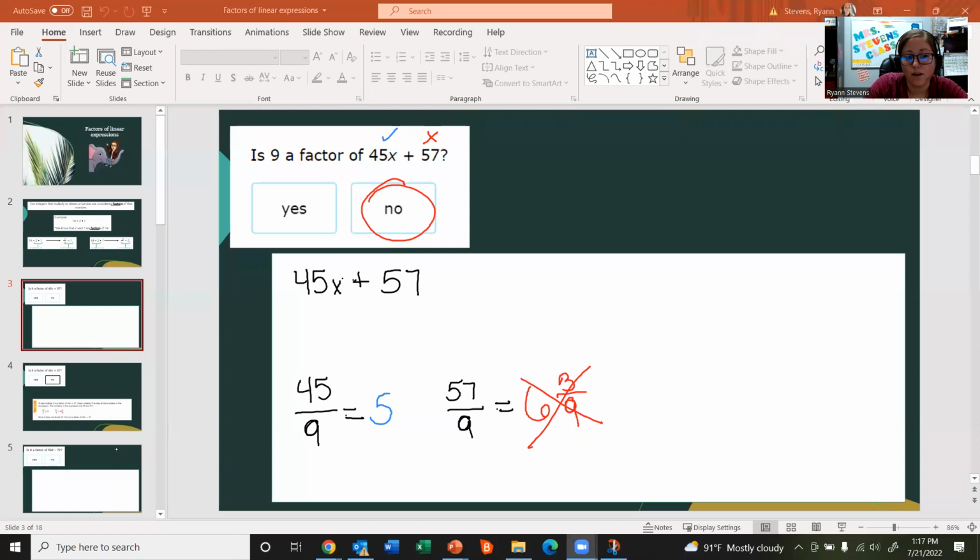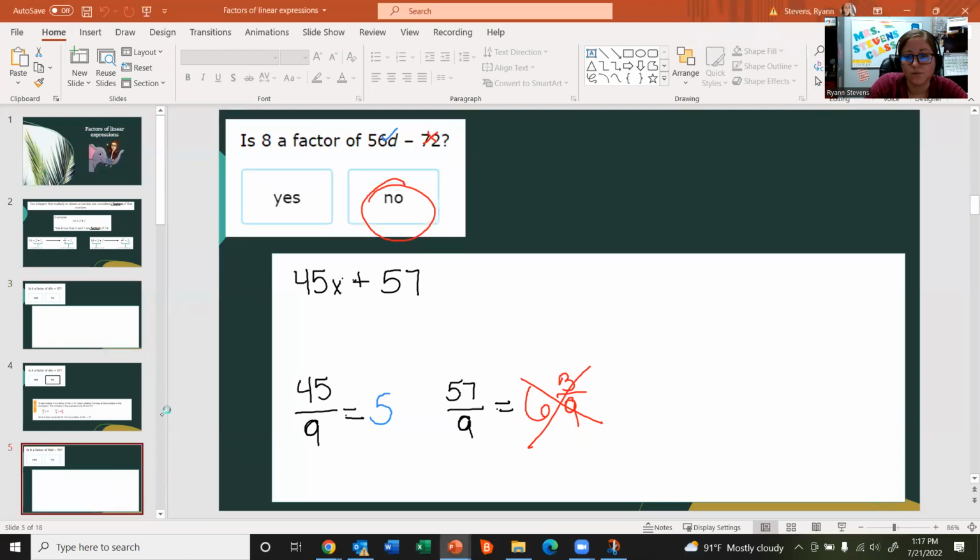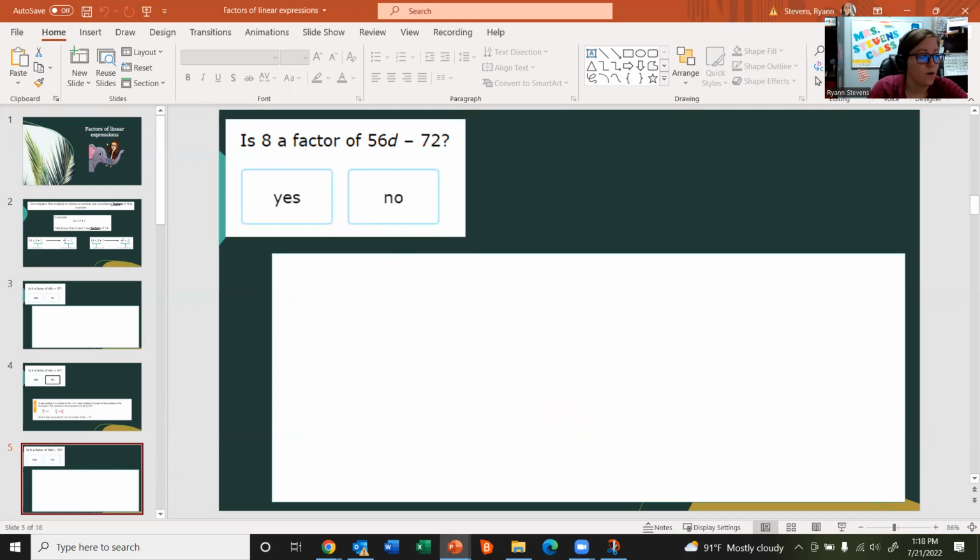Let's take a look at another one. With this question, it wants to know, is 8 a factor of 56d minus 72? To figure that out, again, we're going to check to see if we can divide 8 into all of the numbers of this expression, 56d minus 72. Can we divide 56 by 8? And can we divide 72 by 8?